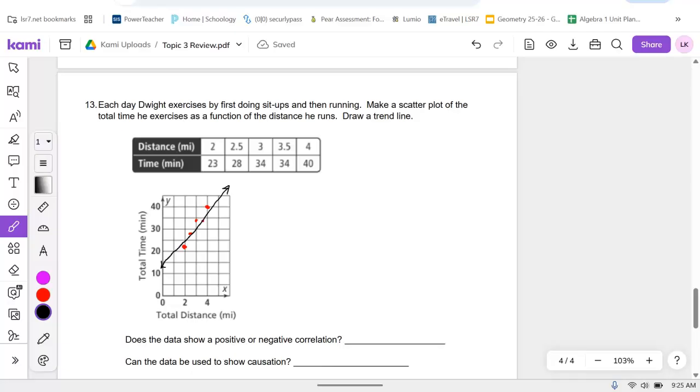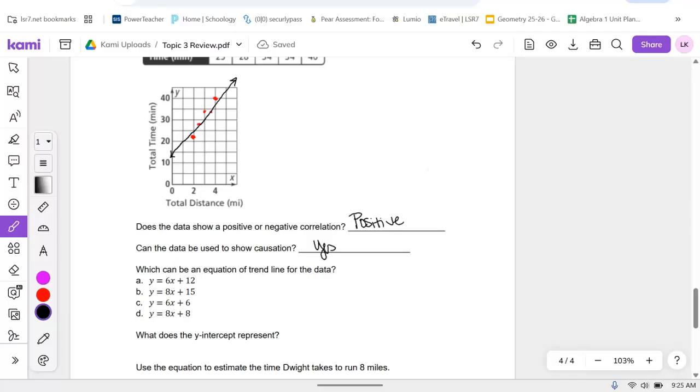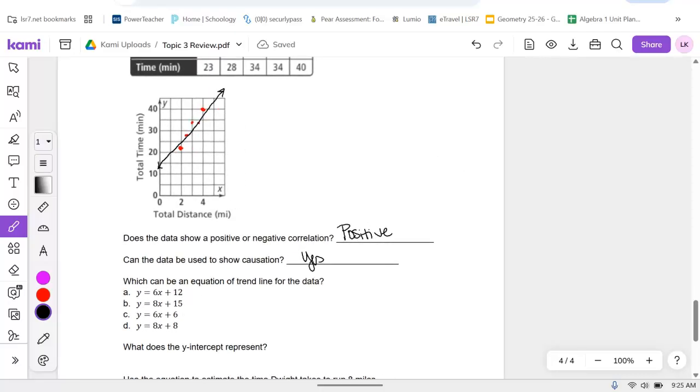Does the data show a positive or negative correlation? Well, that would be a positive, because as one goes up, so does the other. Can the data be used to show causation? So the longer the distance, the more time. So yes. Which can be an equation of the trend line for the data.